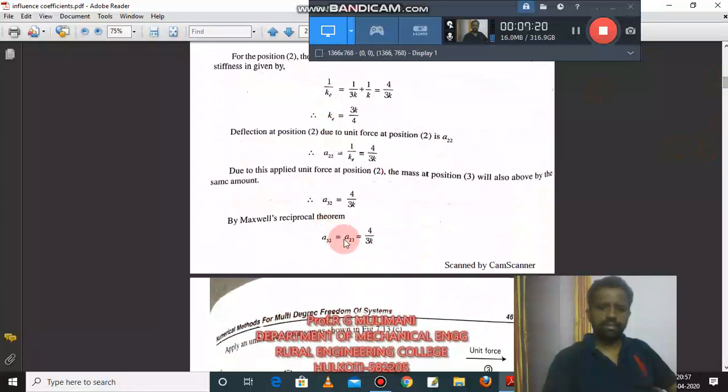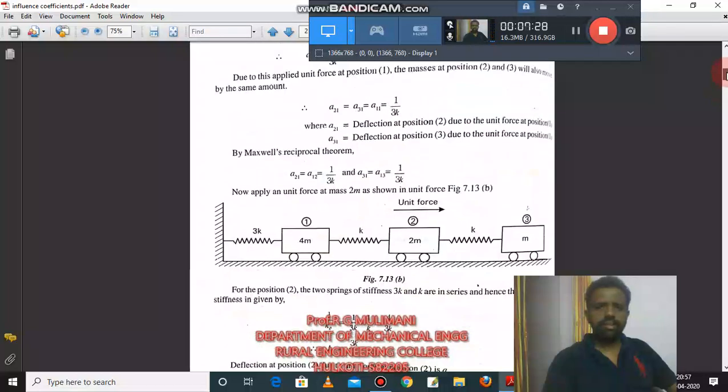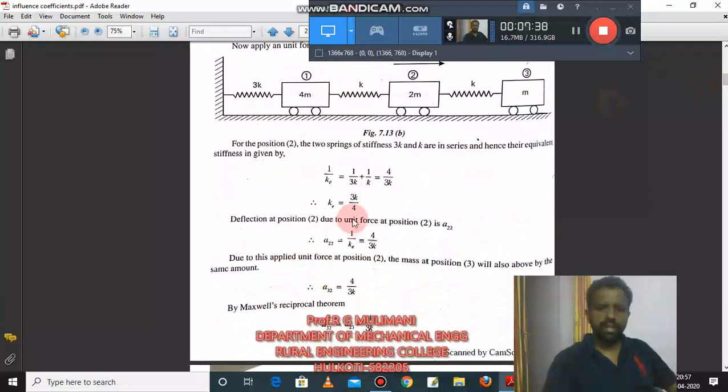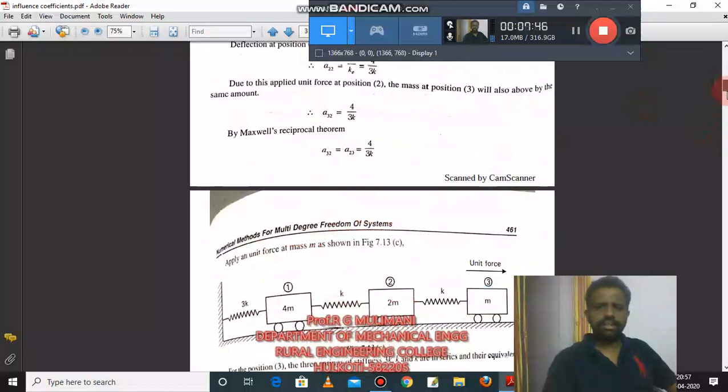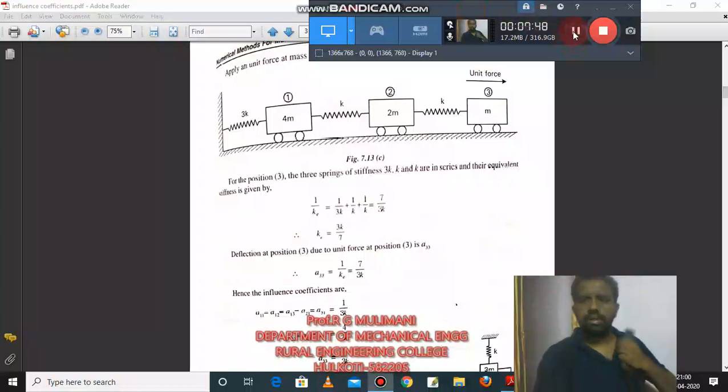How to find A22? That is 1 by ke. What is ke here? When the force is applied at mass 2, two springs get elongated, 3k and k. So 1 by 3k plus 1 by k, it is 4 by 3k. So 1 by ke is equal to 4 by 3k. The same value is A32 and A23 is also the same value. Okay. So far we have found 8 influence coefficients. One more remaining, it is A33.